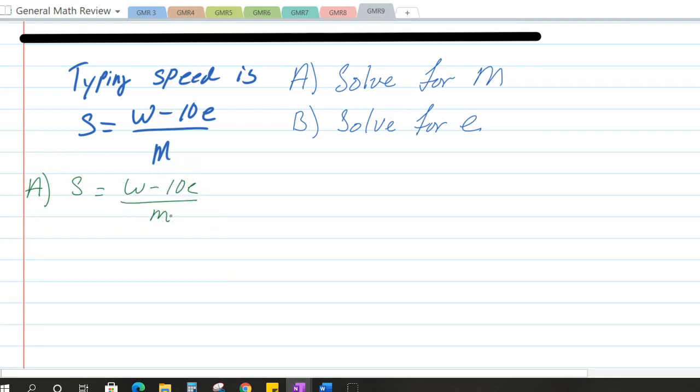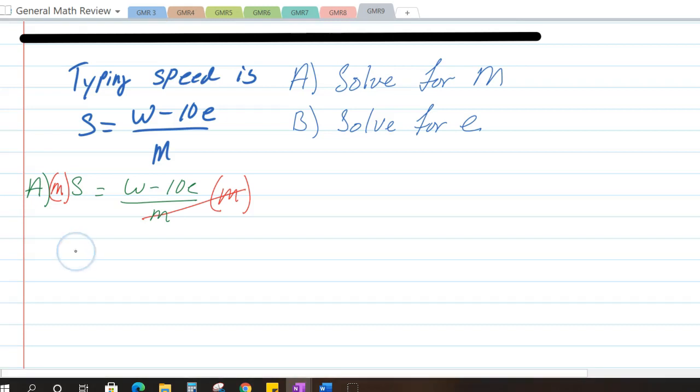Now you need to get rid of your fractions. We don't like fractions. First thing we do is get rid of them. How do you get rid of the fractions? By multiplying by the denominator. So I'm going to multiply both sides by m. What you do to one side, you have to do to the other. What this does is it cancels out the denominator.